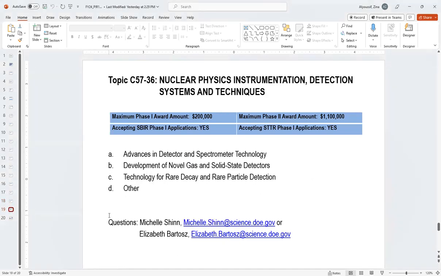Topic 36 is nuclear physics detection systems and techniques. And my friend and colleague Elizabeth Bartosh is online. I'll have her say a few words if she'd like after this. So you see both of our emails there. Our topic objectives are advanced detection systems, instrumentation, and techniques for nuclear physics experiments.